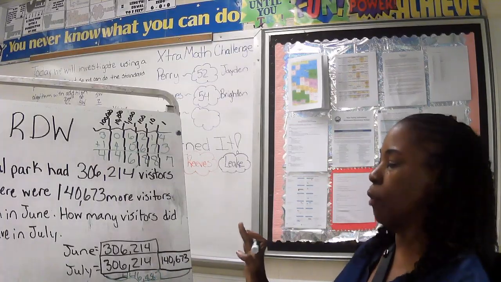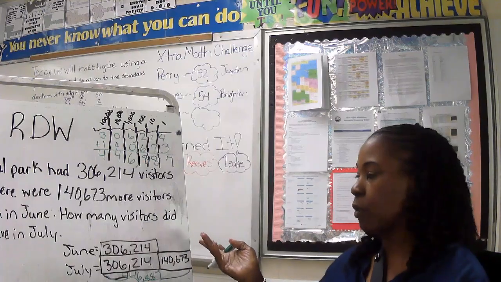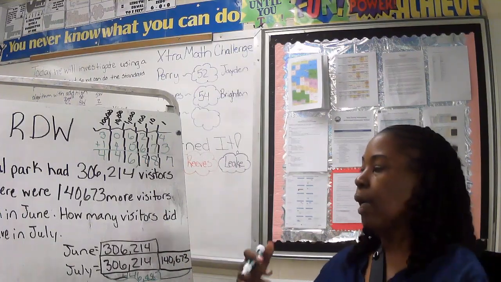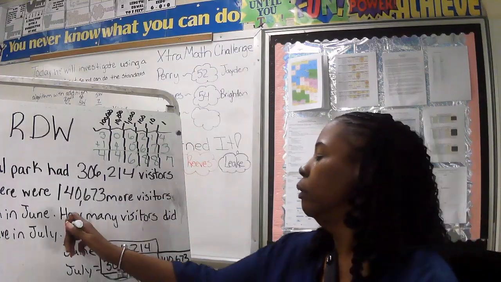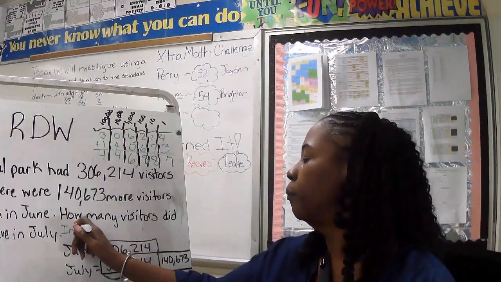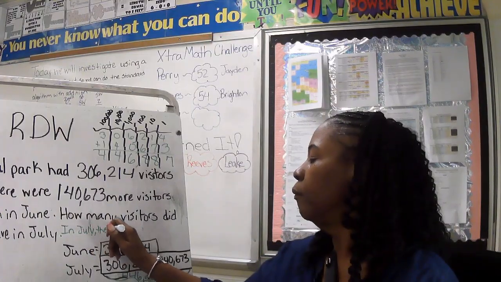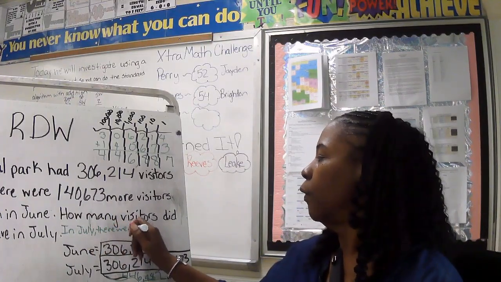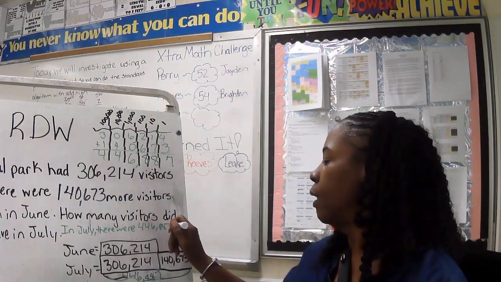So when I rephrase my question, which says how many visitors did the park have in July, I will put in July there were 446,887 visitors.